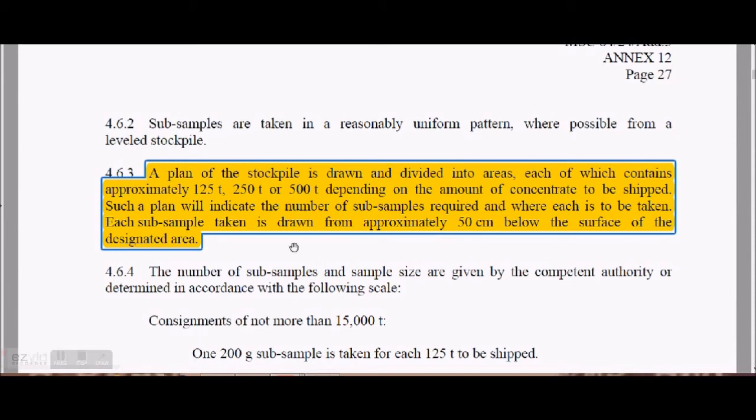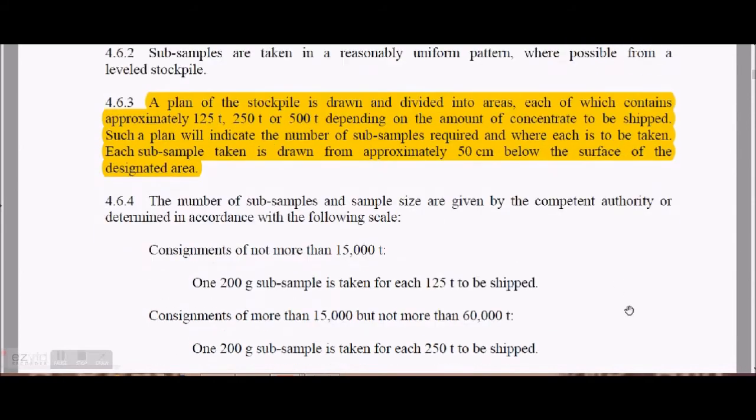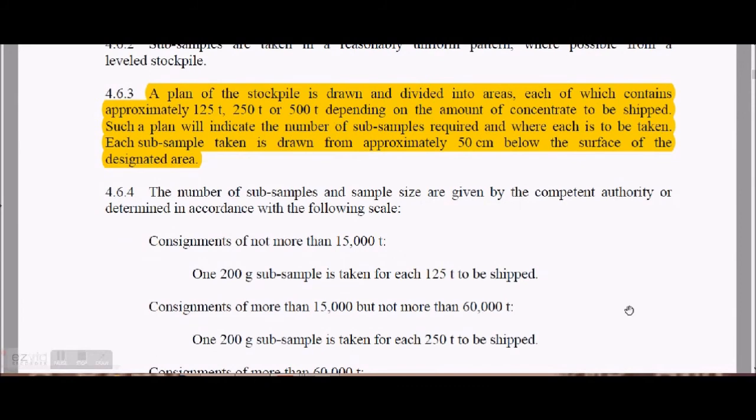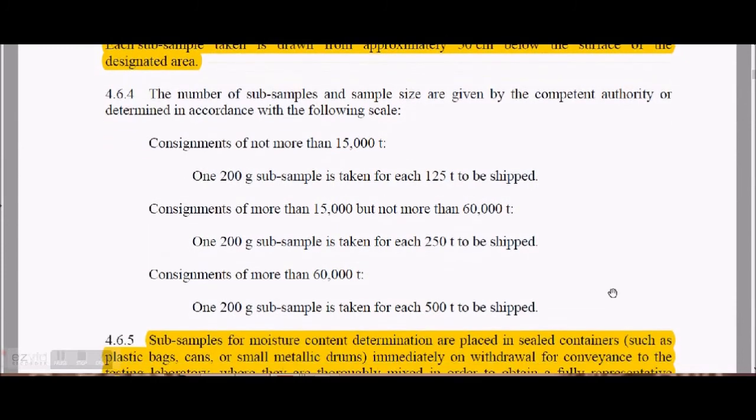The number of sub-samples and the sample size are determined by the competent authority according to the following scheme. Consignment of up to 15,000 tons: one 200 gram sub-sample is taken from every 125 tons. Consignment more than that, but not more than 60,000 tons: a 200 gram sample is taken from each 250 tons to be shipped. Consignment of more than 60,000 tons: 200 grams of sample is taken from each 500 tons to be shipped.